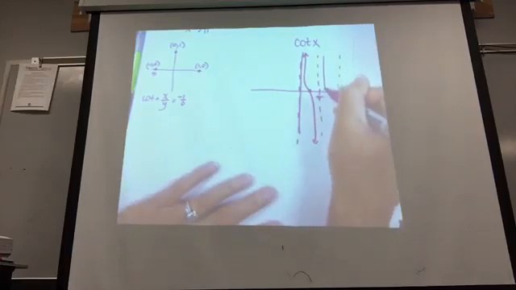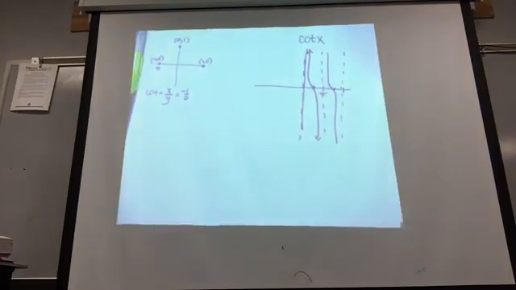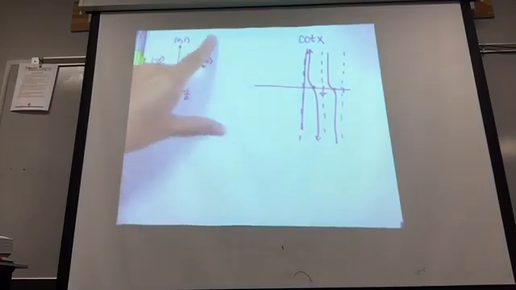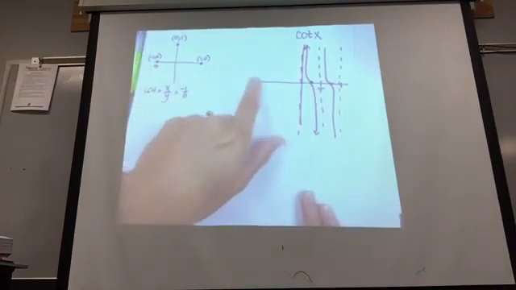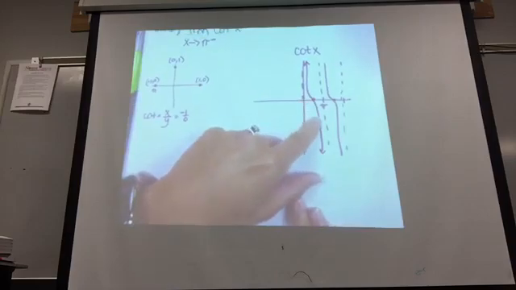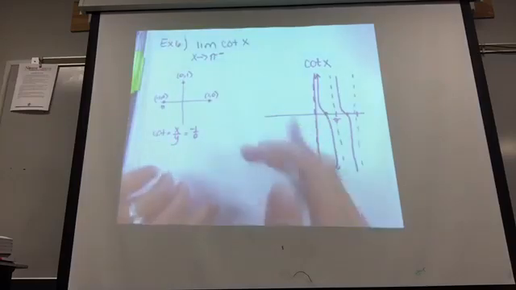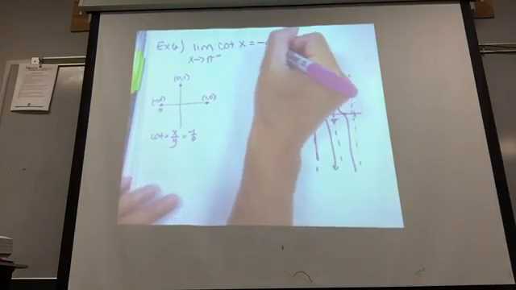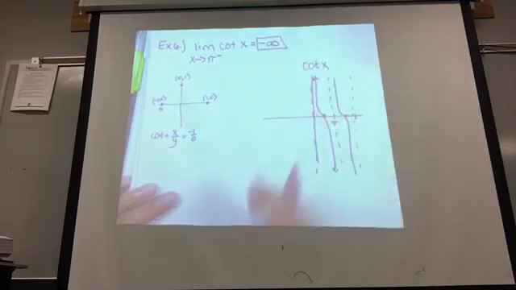So now I have a nice sketch of my function. And so now I want to approach pi from the left. So here's pi, here's from the left, and so now I can see it's going down. So my answer is negative infinity. All right, and we will stop there for today.